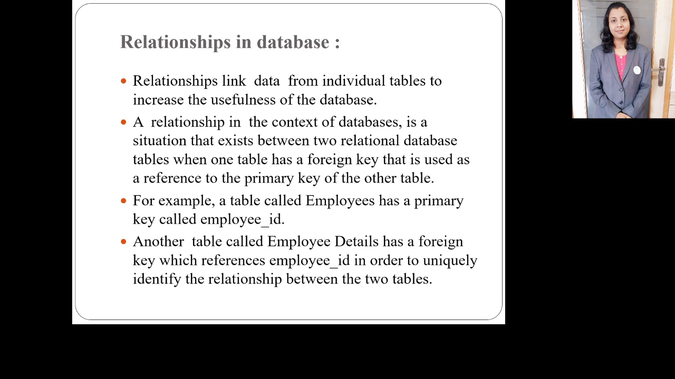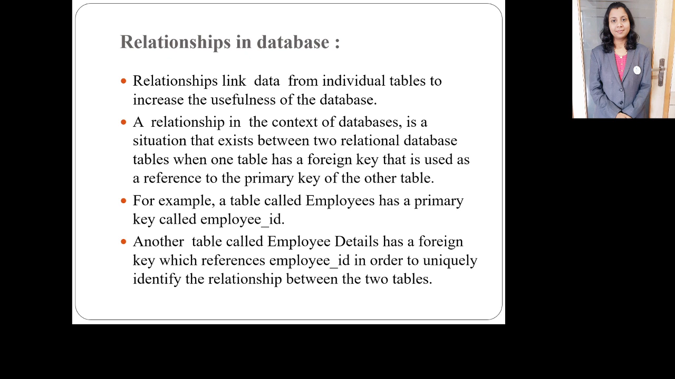With the help of an example we can understand this. There is a table known as the employees table, which has a primary key called employee id, because employee id is the unique column, the unique key. Another table called employee details has a foreign key which references employee id in order to uniquely identify the relationship between the two tables. So the primary key is employee id in the employees table, and employee details is a table which has a foreign key referring to employee id of the employees table.